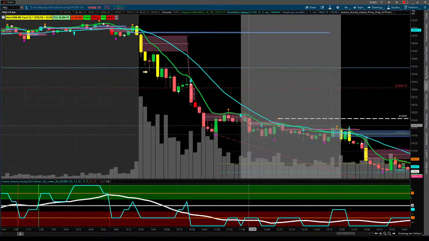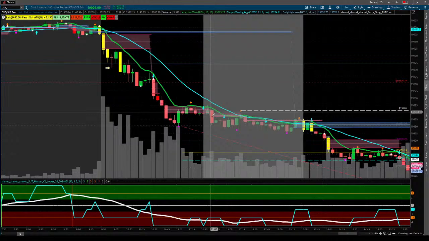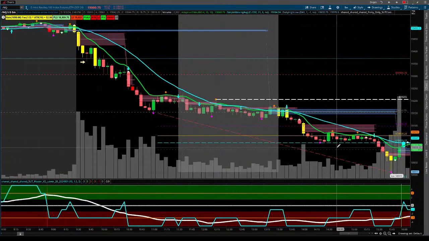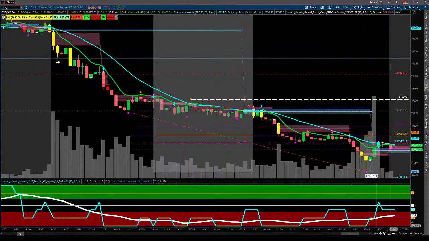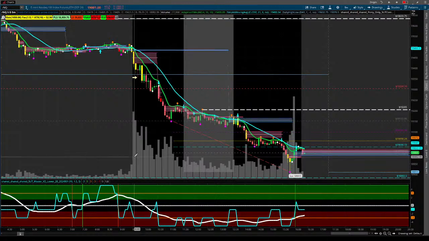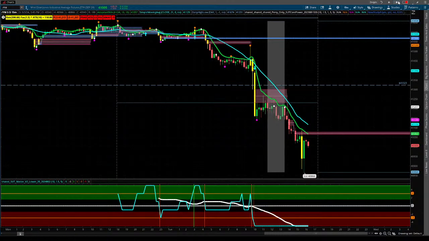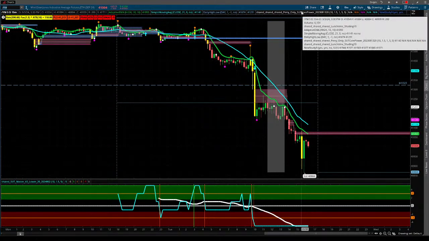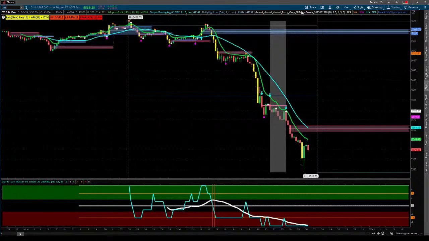But you can see these single prints act as resistance, and lining these up with extensions is something I've noticed since I built this code is super helpful. Let's go through a couple of examples of lining extensions up with single prints, and we'll go over the ES and the NQ here today.